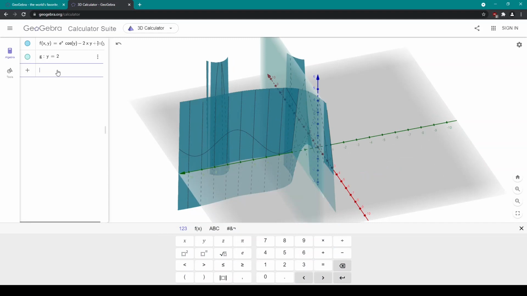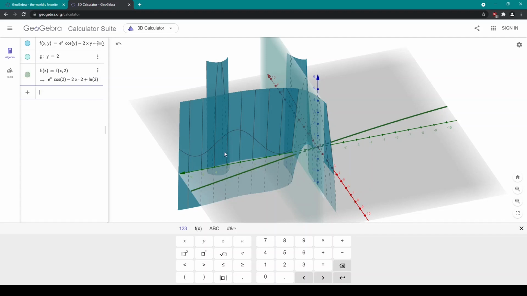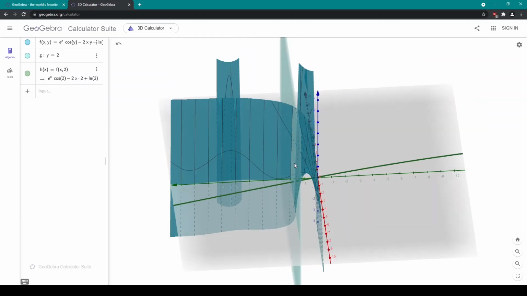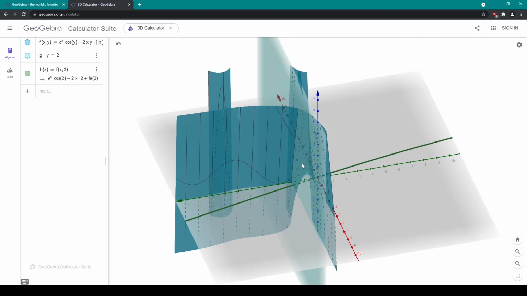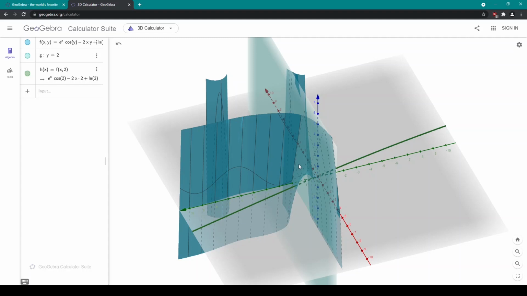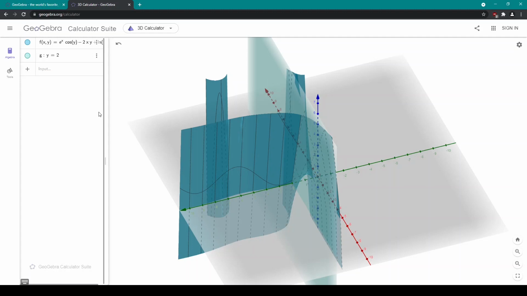Now, will it let me do this? And is that even helpful? No, because it just graphs the function in 2D. I'd have to rotate it. Sorry, not as helpful as I would have liked.